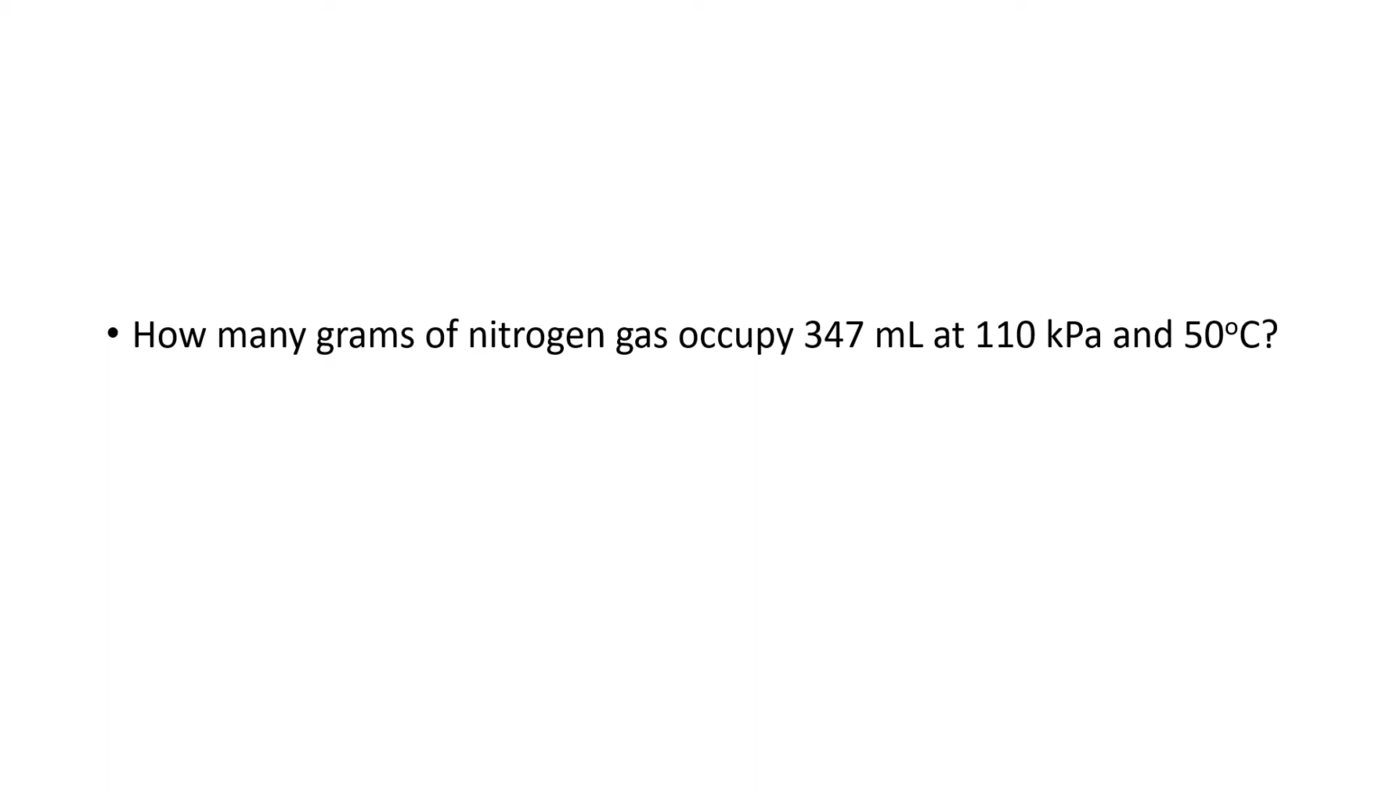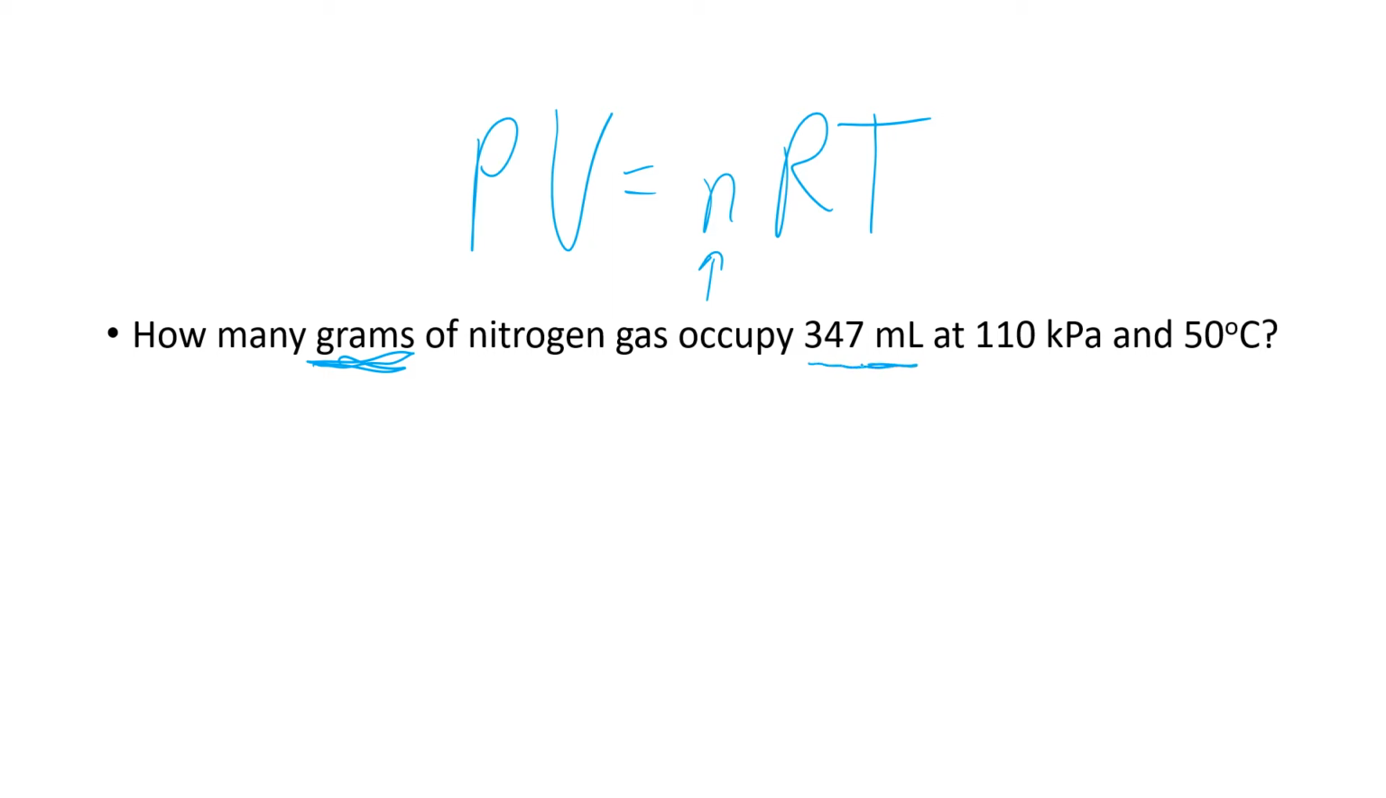Here's a sample. It says the word grams, and that tells you PV equals nRT, hopefully. If it says grams or moles, the only place to really put that is that n. So it's looking for the n here. Let's break everything else down. This is our volume. Our volume is 347 milliliters. Hopefully you realize that in this unit, it's safest to put everything in liters, because of the units of R. So we go Father, Son, Holy Spirit, and that becomes 0.347 liters.